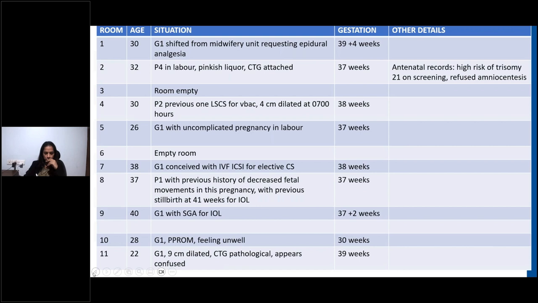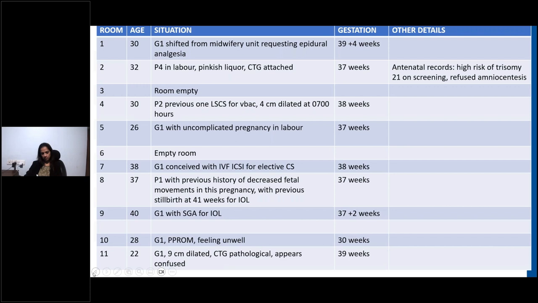Coming to the next case, case number 10. Here is a first gravida, P-prom, feeling unwell. I would like to know what her observations are at this point in time, her abdominal findings and vaginal findings, ma'am. Pulse is 120 beats per minute, she has a temperature of 38.6 degrees, and blood pressure is 90/60 millimeters of mercury. Okay, ma'am. And is she in labor? Any form of abdominal findings? No other findings, all normal. CTG, ma'am? No other findings given. Okay, ma'am.